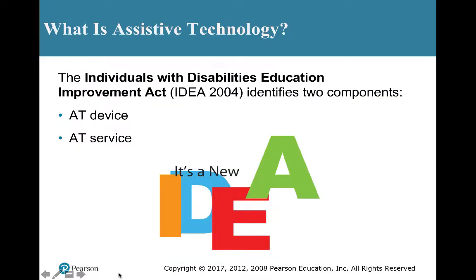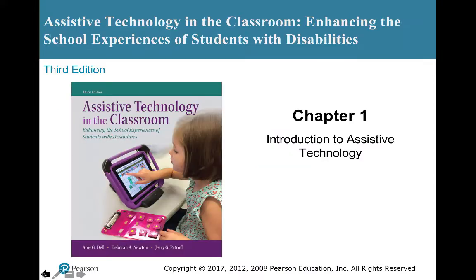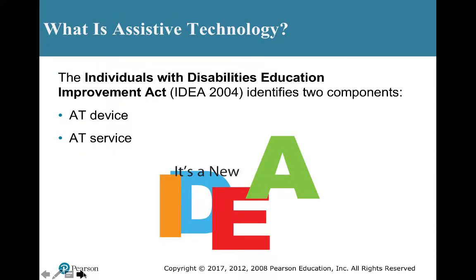So in Chapter 1, we're going to be talking about assistive technology, specifically as it relates to the law around children with disabilities, and we're talking about, of course, the Individuals with Disabilities Education Act. Now, the law, IDEA, identifies two important components pertaining to assistive technology.